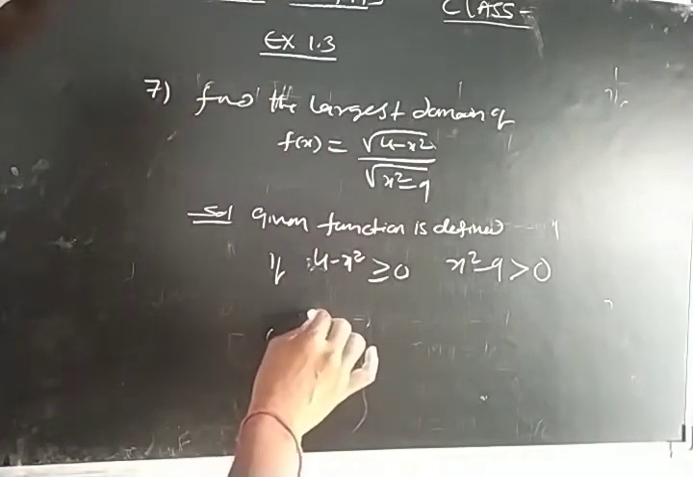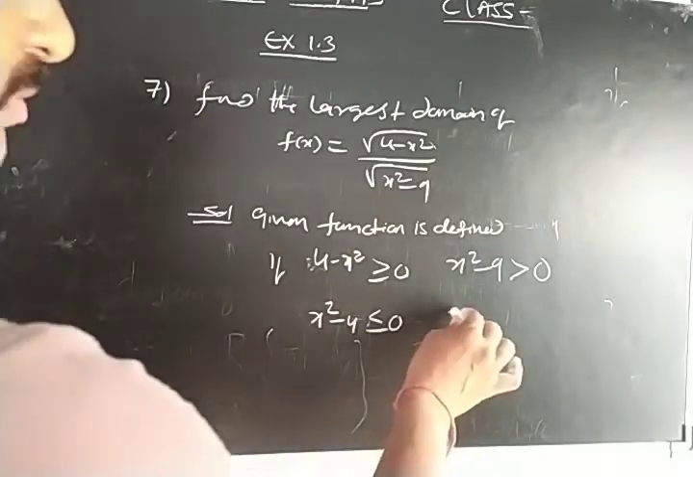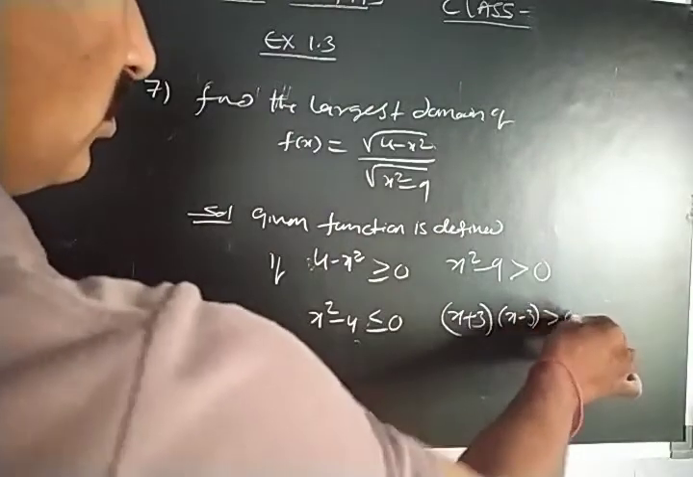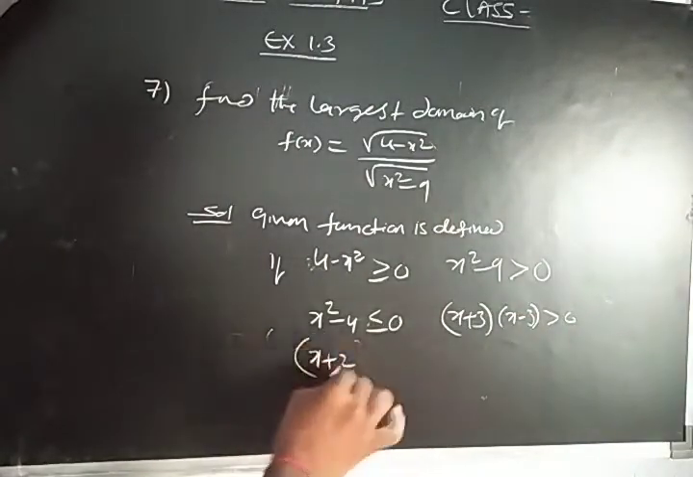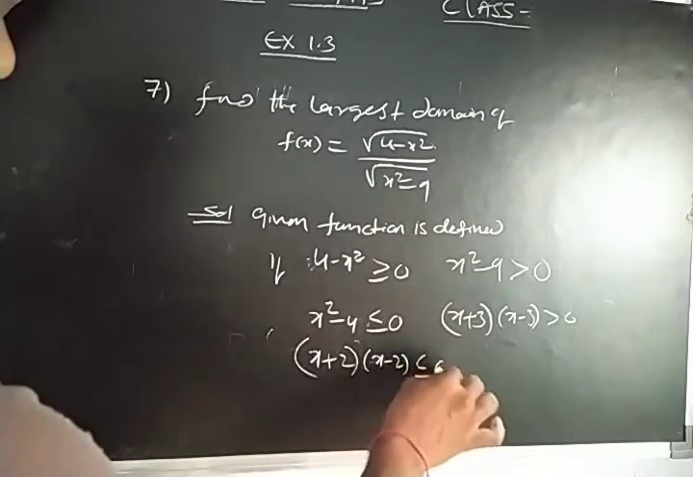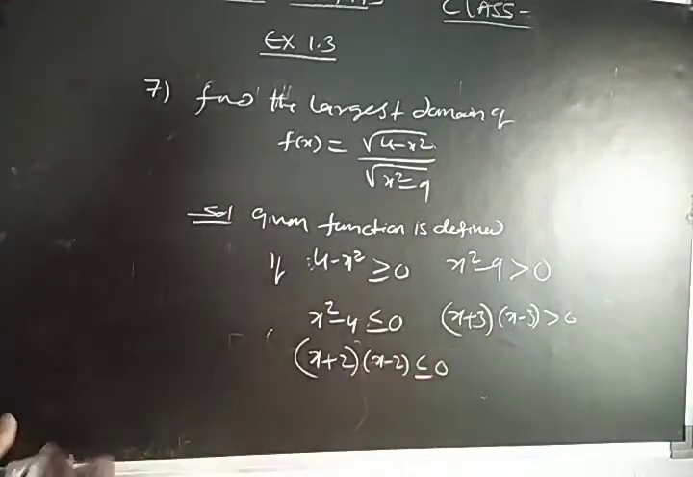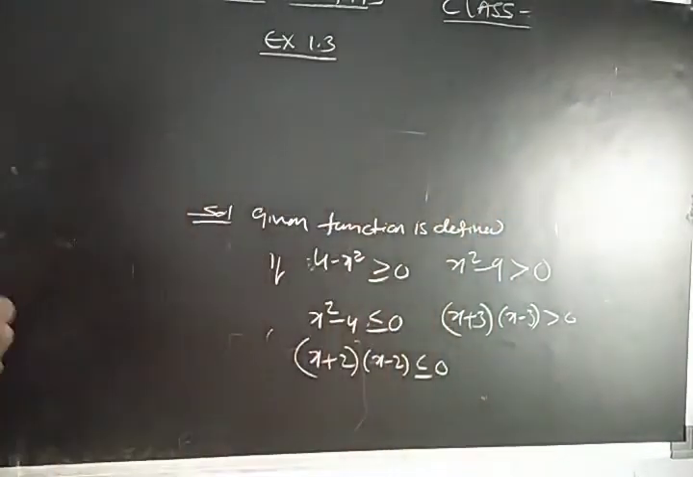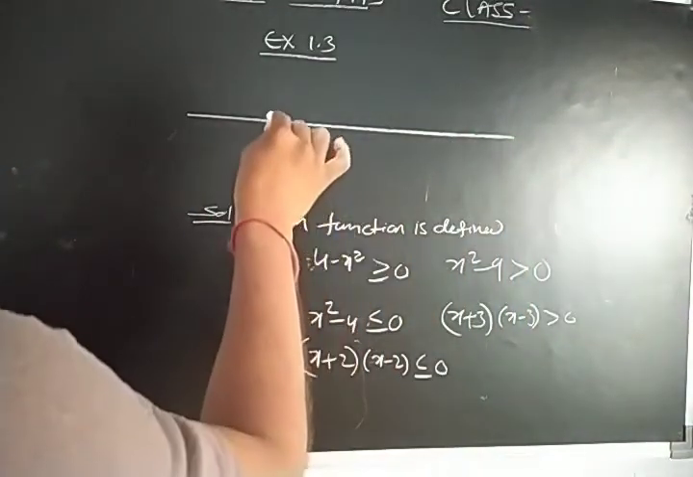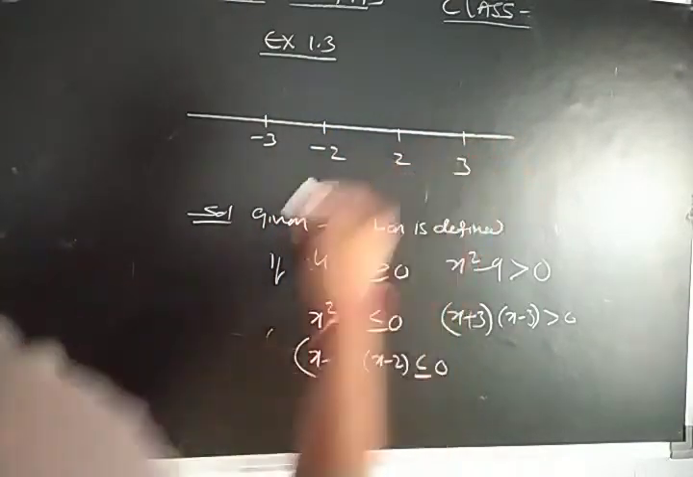From this I am taking minus common, you will get x square minus 4 less than or equal to 0. Here by splitting this, you will get x plus 3, x minus 3 greater than 0. Again by splitting this, x plus 2, x minus 2 are the factors, less than or equal to 0. Okay, I got two conditions now. Now what are the roots? Plus 2, minus 2, plus 3, minus 3. I will keep these roots on the number line: minus 3, minus 2, plus 2, plus 3.